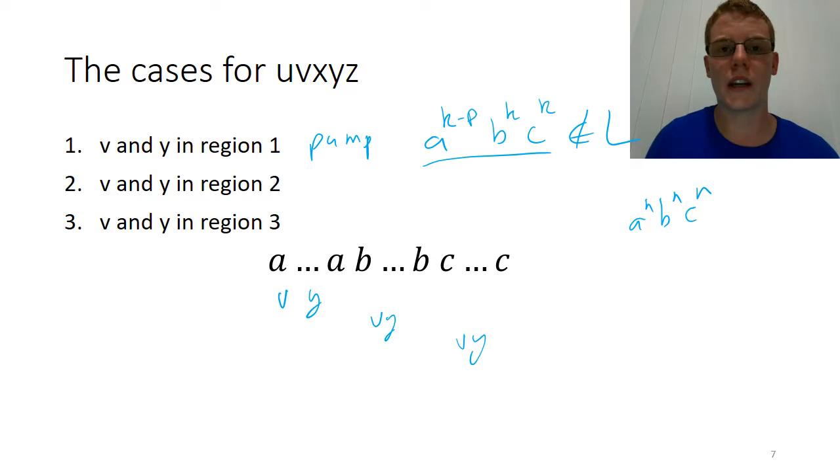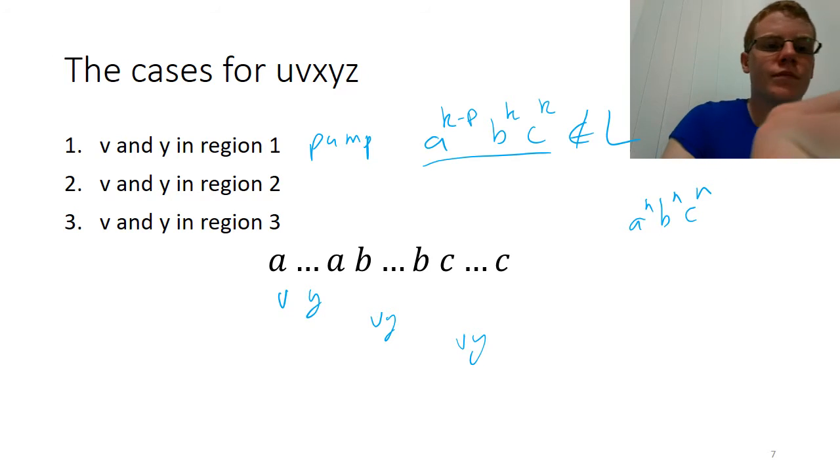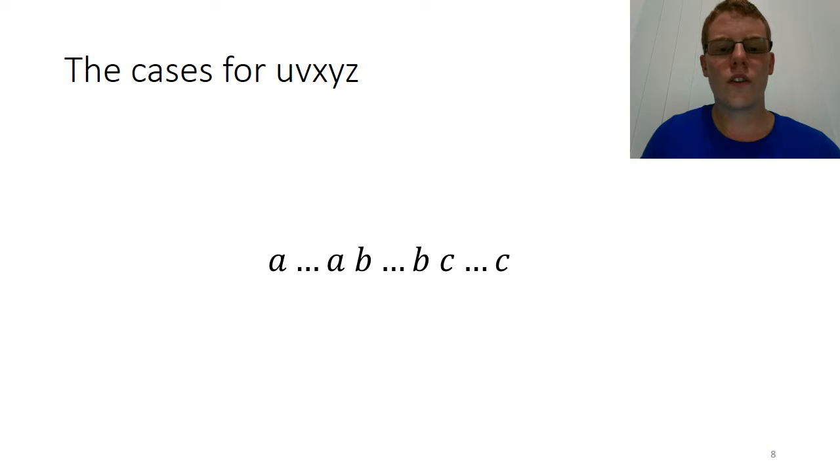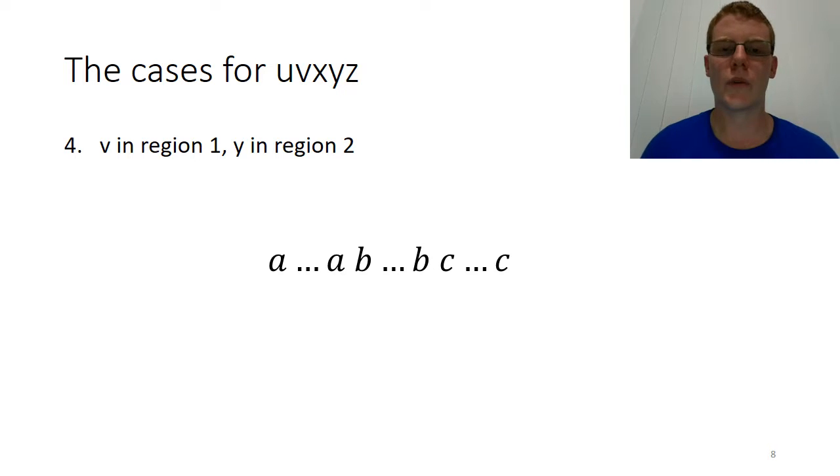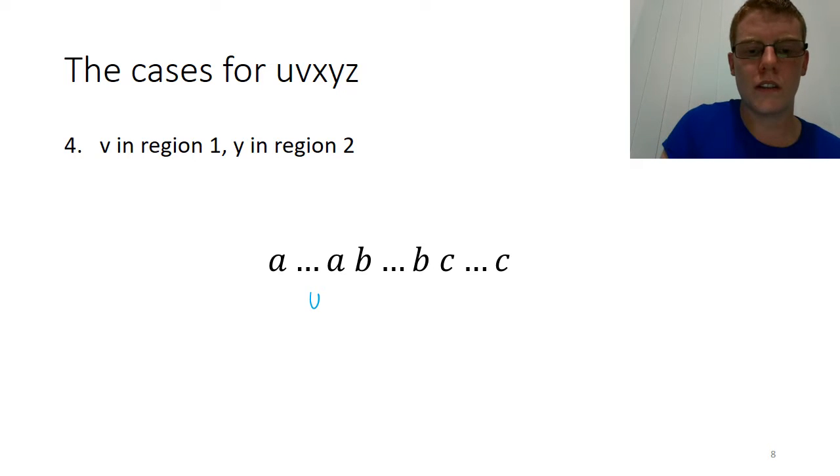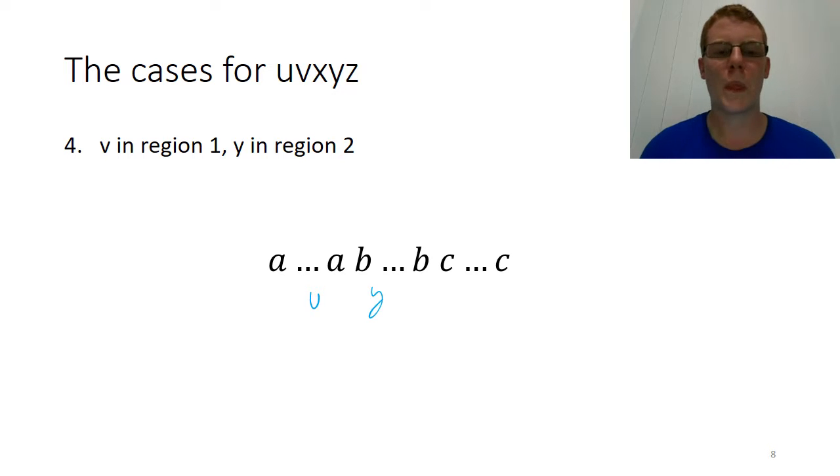It's not much more complicated than the reasoning we had to do for the pumping theorem for regular languages. So the next case is where we have V in region 1 and Y in region 2.